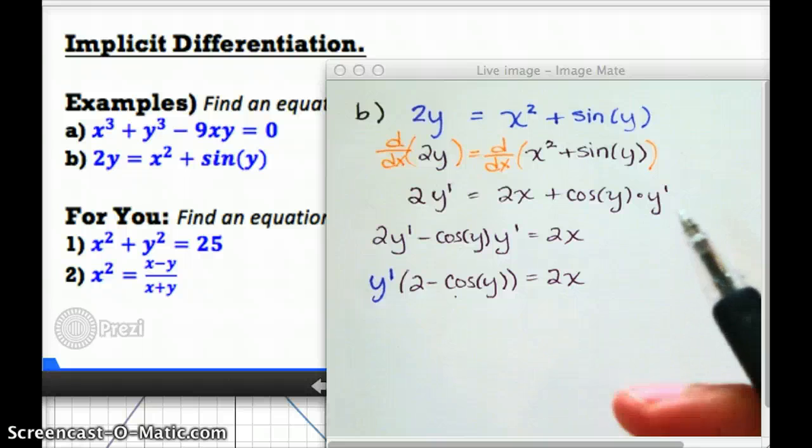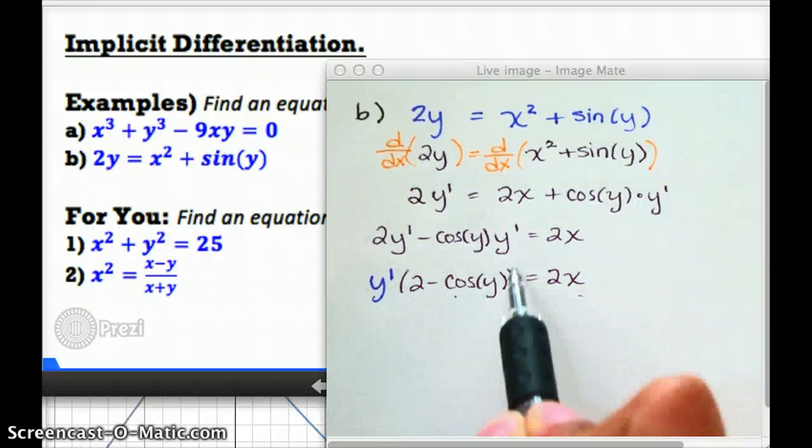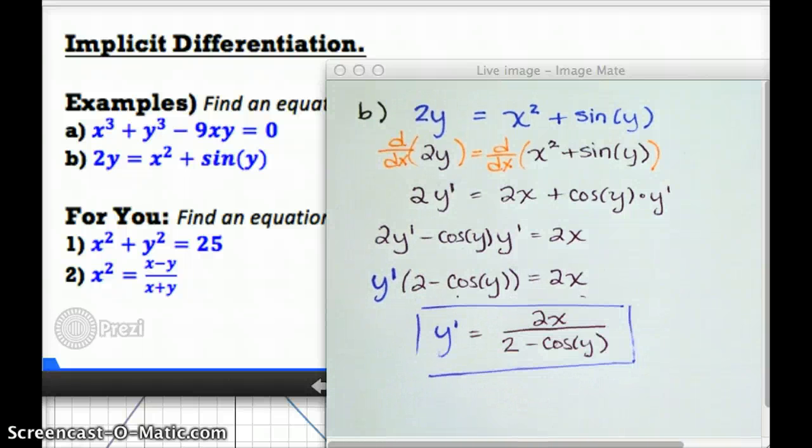And then the last step is a piece of cake. Just divide both sides by this term in parentheses. And just like that, we got an answer. And if you wanted to talk about this answer, just remember that this is an equation for y prime. It's not technically a derivative function because this wasn't necessarily a function. If you have a computer, it might be fun to look at Desmos, see what this equation looks like.